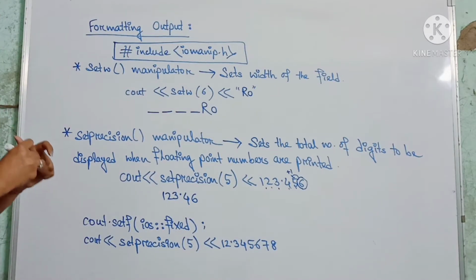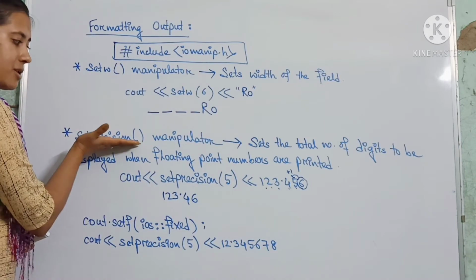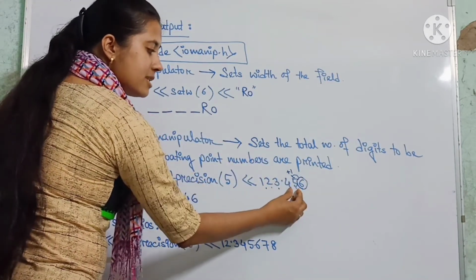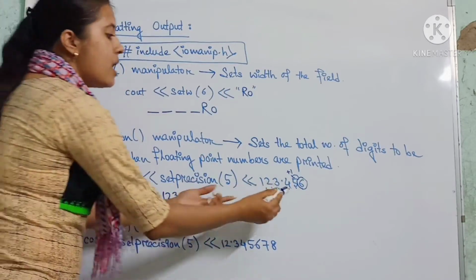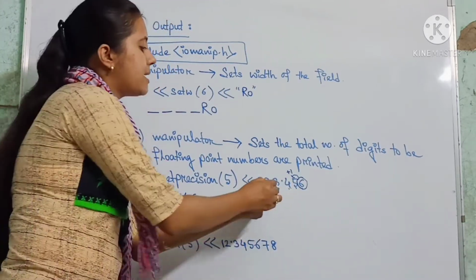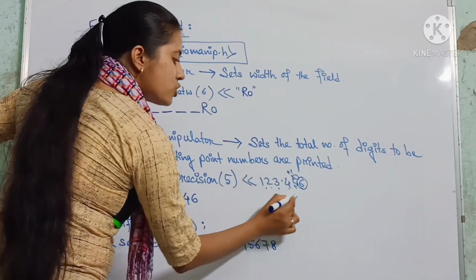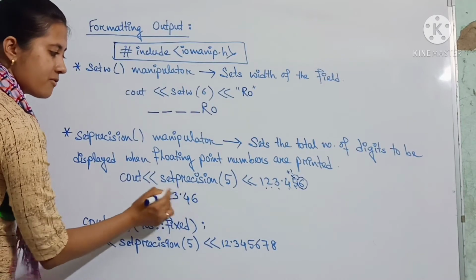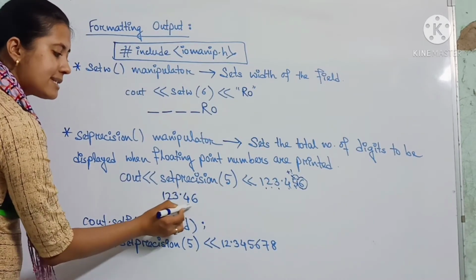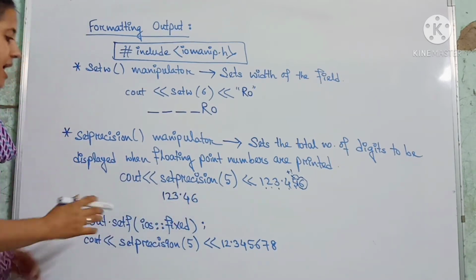Then you see, setprecision counts the total number of digits in the floating point number. Setprecision 5 means the total, including the mantissa and the exponent part, is 5 digits. It counts the total number of digits in this floating point number.